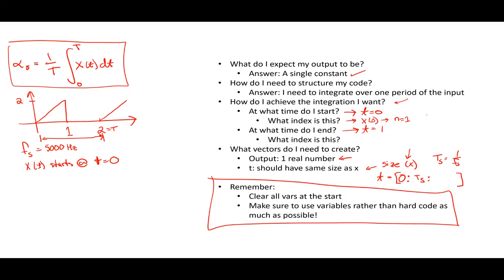All right, so now I need to figure out, where do I stop? If I'm using the left sum, I basically need to stop right before this gets equal to t equal to 1. In other words, I need to stop at basically t equal to 1 minus t sub s.